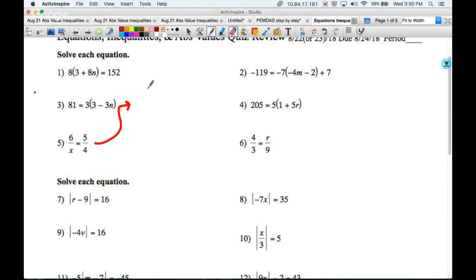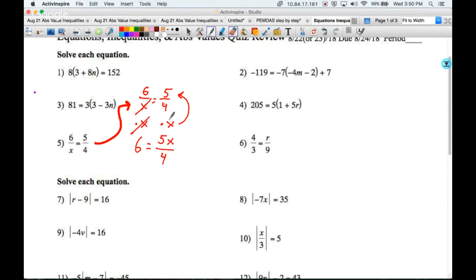Problem number 5 says 6 over x equals 5 over 4. I want to get the x by itself, but it's in the bottom of a fraction. A way that I could get it out from underneath that fraction is to multiply both sides by x. This would cancel out the x on my left-hand side and leave 6 on that side. When I multiply a number to a fraction, it can just go on top of that fraction. So on the right-hand side, this would become 5x over 4.